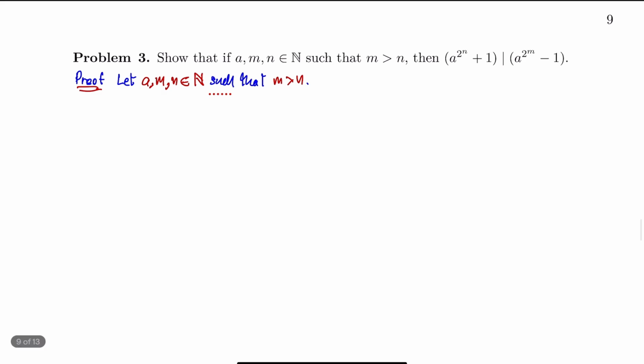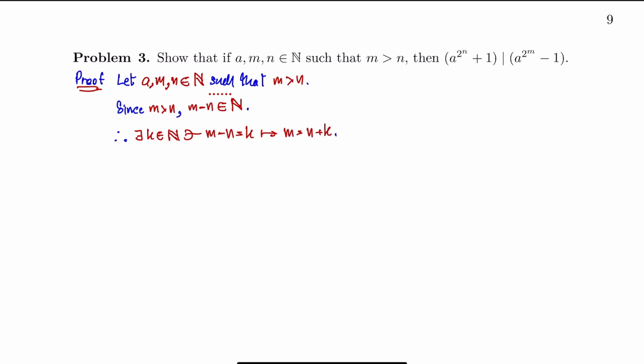Now, since m is greater than n and m and n are positive integers, what do we have? We have that m minus n is a positive integer. So there exists a positive integer k such that m minus n equals k. That means that we can have m equal to n plus k.